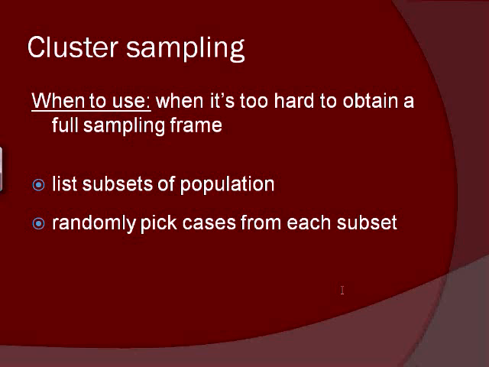So these were the 4 probability sampling methods. And now we talked about what a population is, what a sample is, what the non-probability sampling methods are, and what the probability sampling methods are.